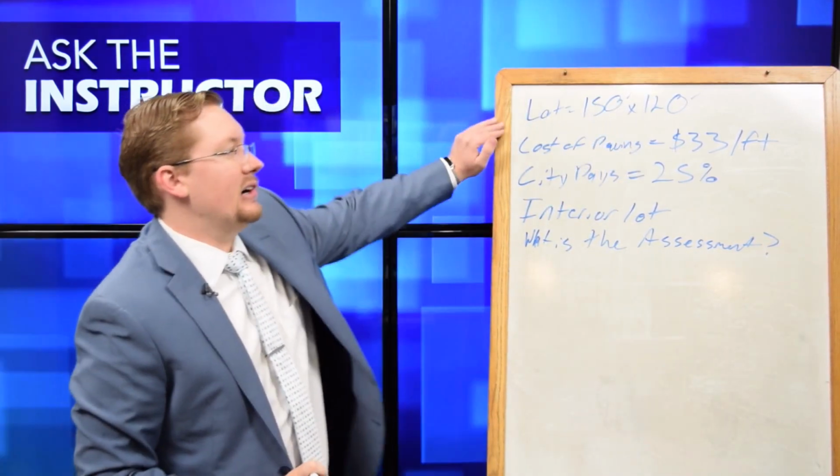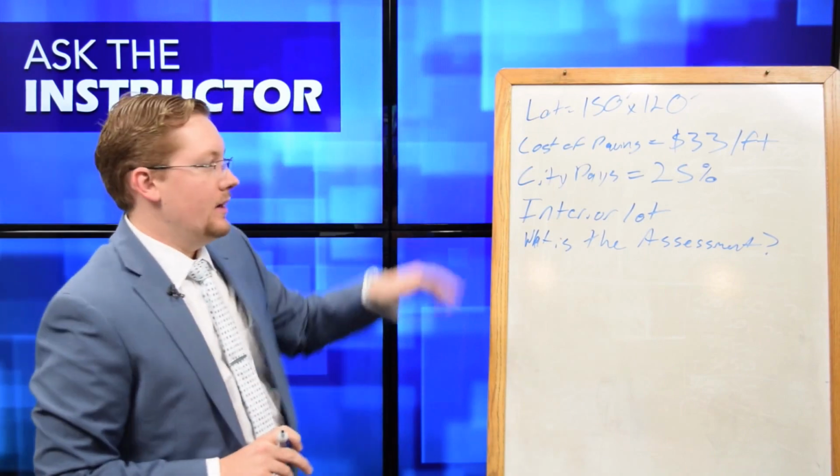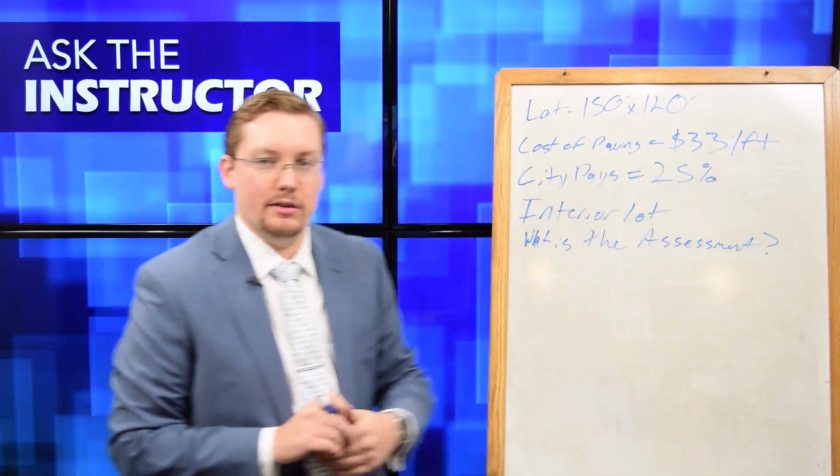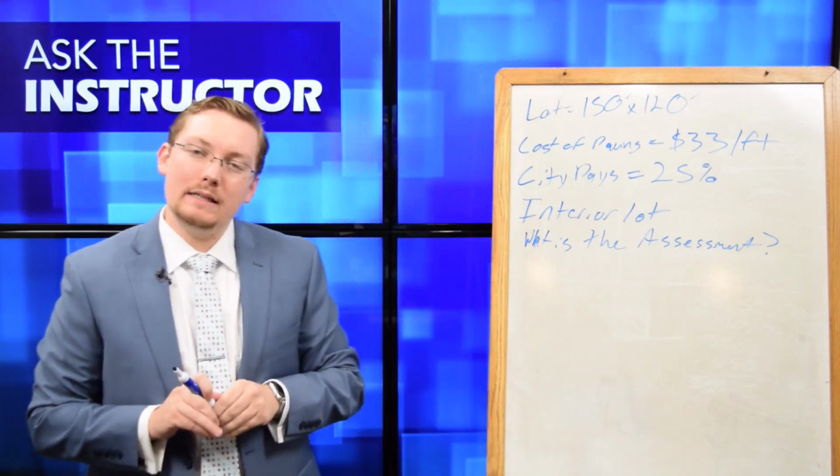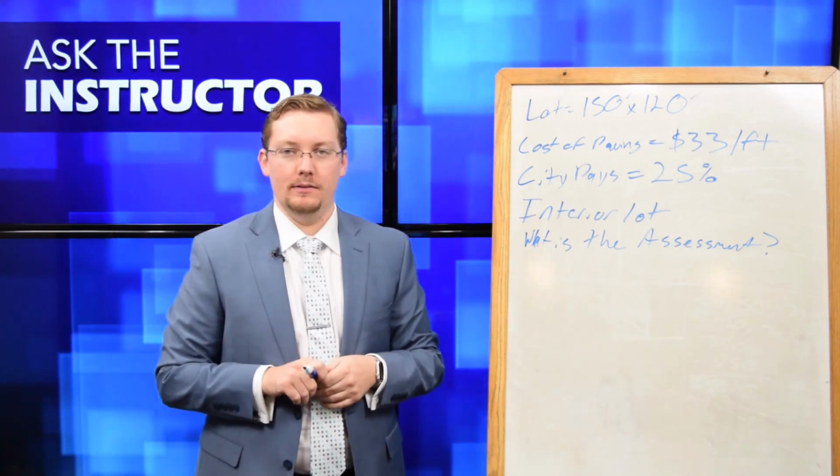So we have a lot that's 150 feet by 120 feet. The cost of paving per foot is $33. The city pays 25%. It's an interior lot. What is the assessment of the property?